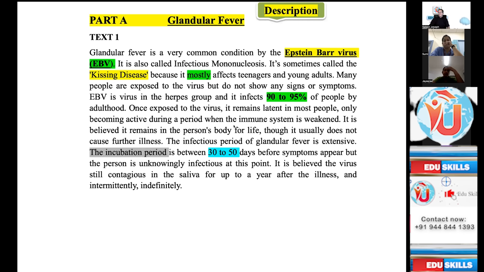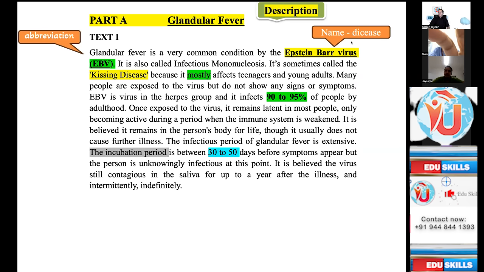Now let's see. This is the first text. I can't take too long, that's why I've already highlighted. When you read, you have to see what the clues are here. First, highlighted in yellow, names: Epstein Barr, the name of a disease, and this is an abbreviation here. This is scale here, mostly, most, majority, many, few, a few.